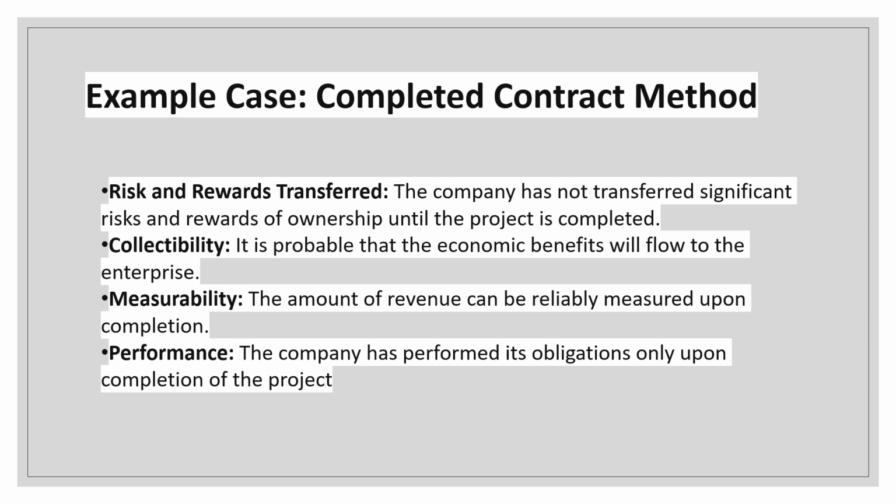The completed contract method recognizes revenue and expense only when the contract is completed, while the percentage of completion method recognizes them as work progresses. The former is used when outcomes cannot be reliably measured, and the latter when they can.